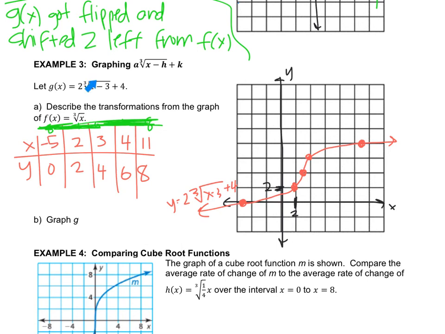Inside the radical sign, it got shifted 3 to the right. Outside the radical sign, it got shifted 4 up. And because we've got this coefficient, it made it stretch. So that's all I'm going to write down.